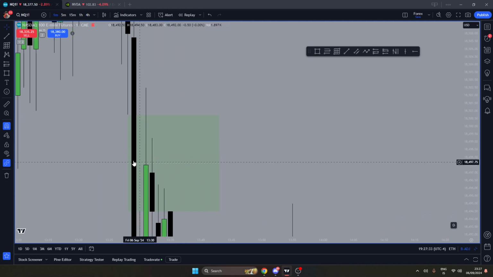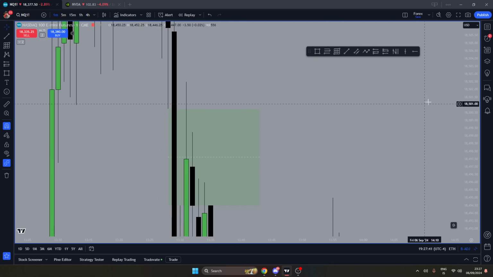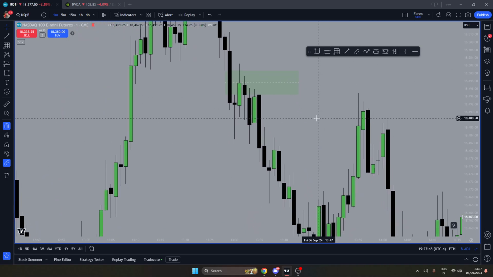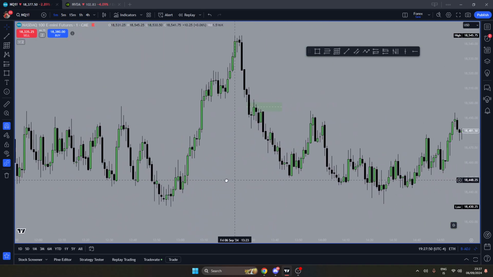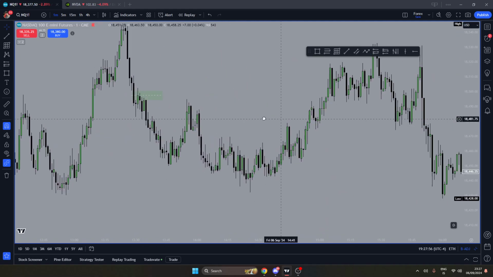You can see that the candles close below the mean threshold, or the consequent encroachment, whatever you want to call it. It closes below it. So once this candle closes, you can be quite confident the market's going to continue lower. And as you can see, it does. I mean, it took a long time to rebalance the low, but you get my point, right?